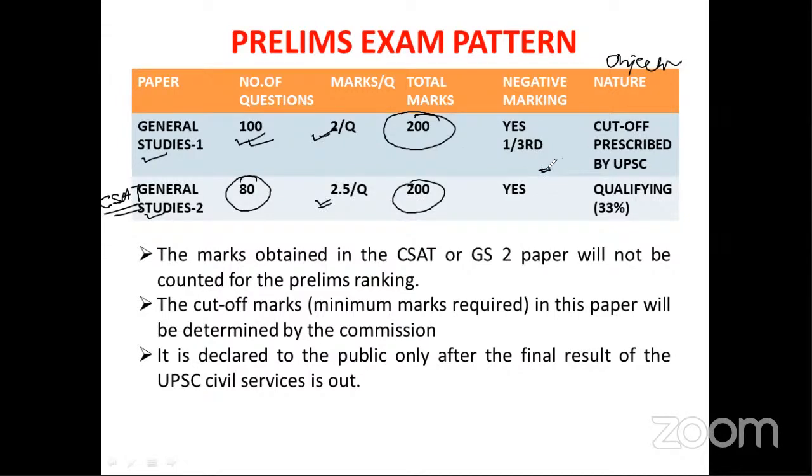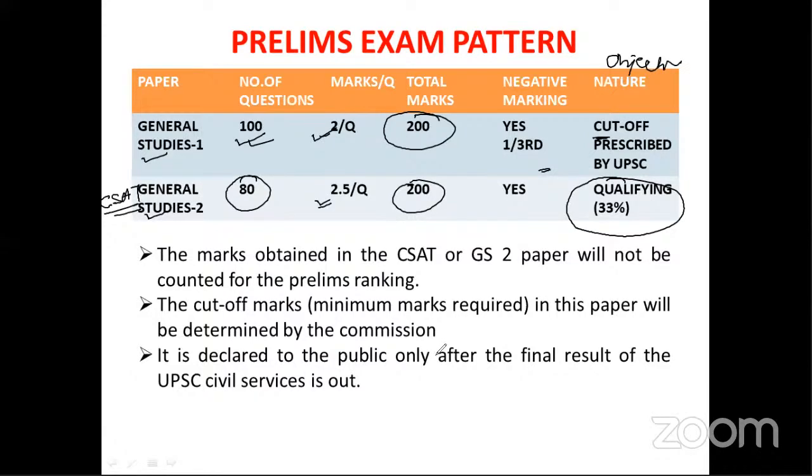But there is a very big difference among these. The CSAT paper is entirely qualifying in nature, and the cutoff prescribed by UPSC means whether you will be able to qualify prelims. The minimum marks required to qualify the exam, which UPSC decides every year, is called the cutoff, and that is based on your GS paper 1. तो GS पेपर वन के अकॉर्डिंग कट ऑफ डिसाइड होता है हर साल. ओके, ये समझने वाली बात है यहाँ पर.